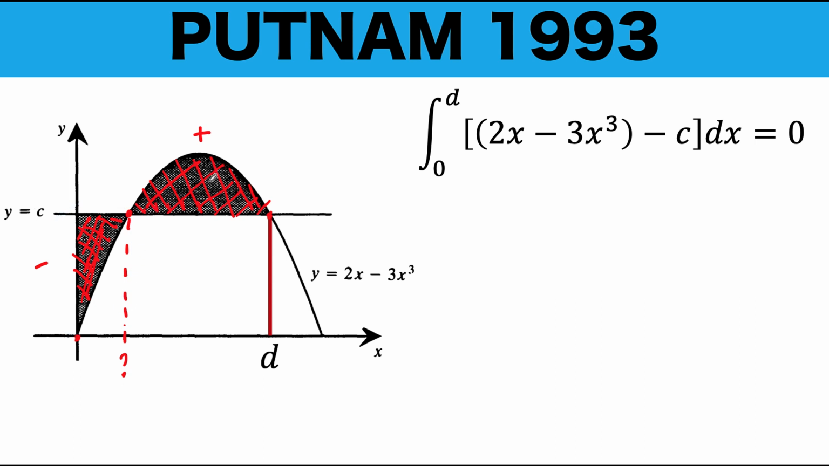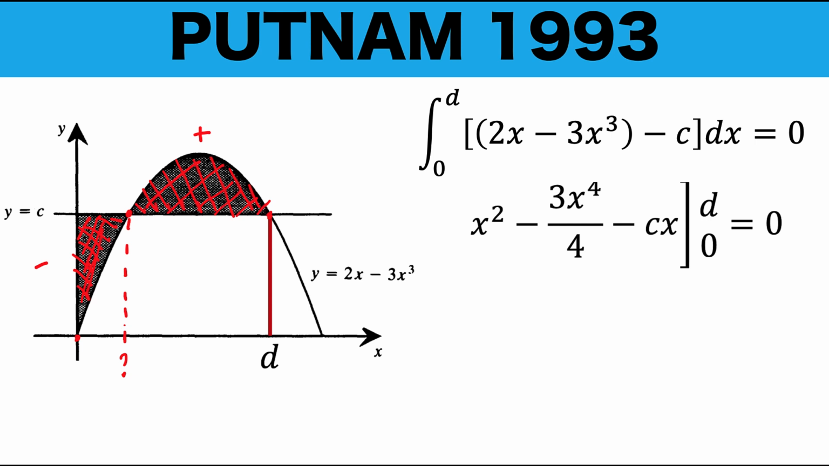And since these two regions have the same area, with opposite signs, their combined area must be 0. That's why we equated this definite integral to 0. Now let's compute the antiderivative of this function. The antiderivative of 2x is 2x squared over 2, or x squared. The antiderivative of 3x cubed is 3x to the fourth over 4. We copy the sign. And the antiderivative of this constant c with respect to x is cx. We are evaluating this from 0 up to d. Then copy the right side.